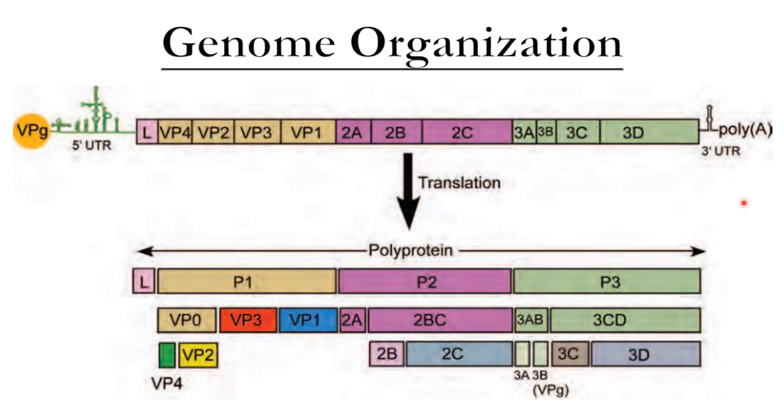The role of VPg in viral RNA synthesis is discussed in the following slides. Nucleotide sequence analysis of many picornavirus RNAs has revealed a common organization pattern. The genomes vary in length from 7 to 8.8 kb.